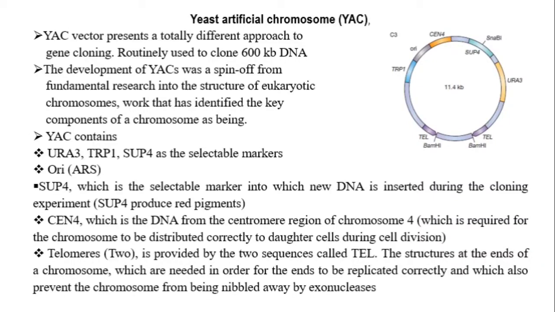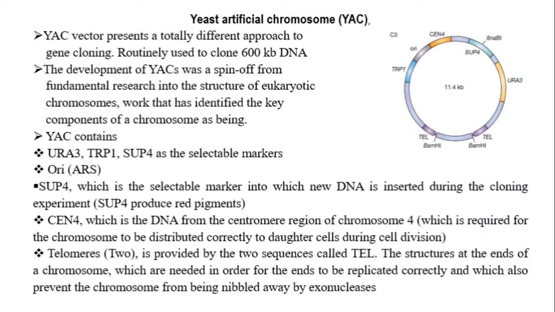Another component is CEN4, the DNA from the centromere region of chromosome 4. This CEN4 DNA sequence is taken from the chromosome 4 centromere region of yeast. This region is required for the chromosome to distribute correctly to the daughter cells during cell division.